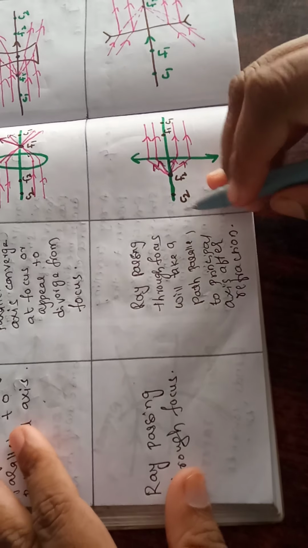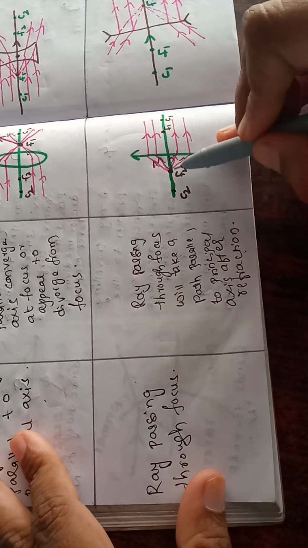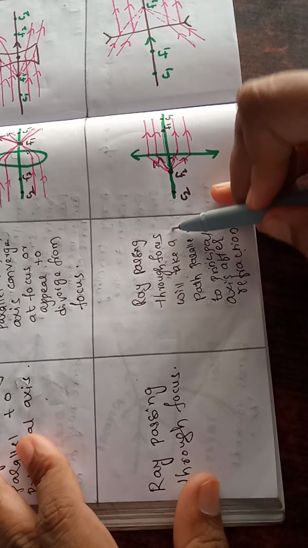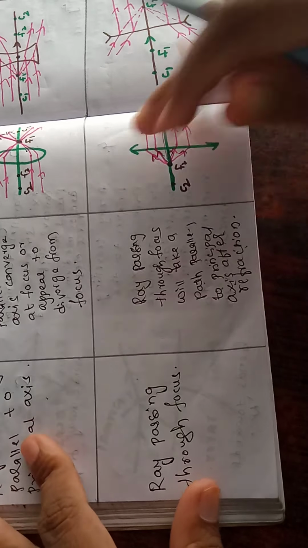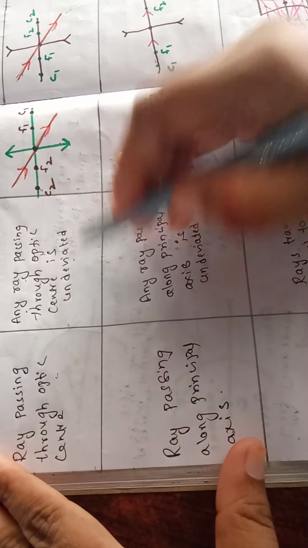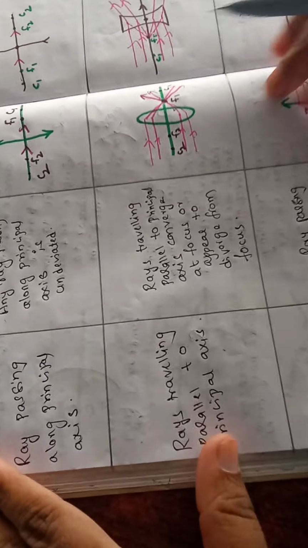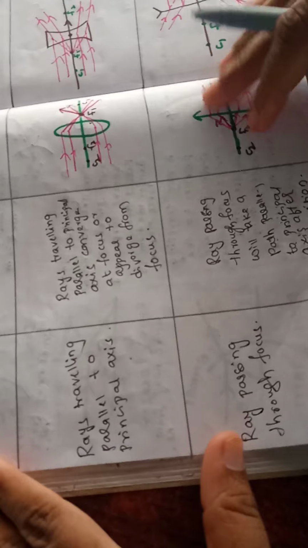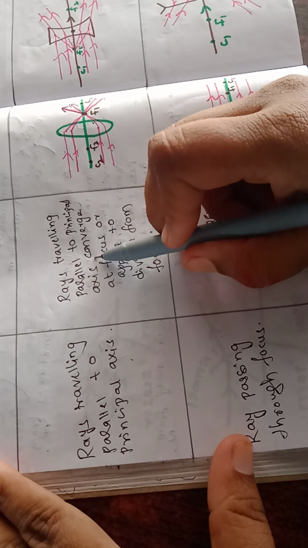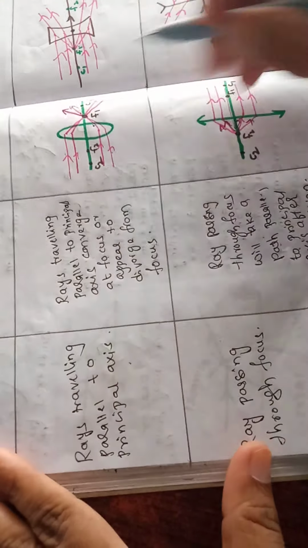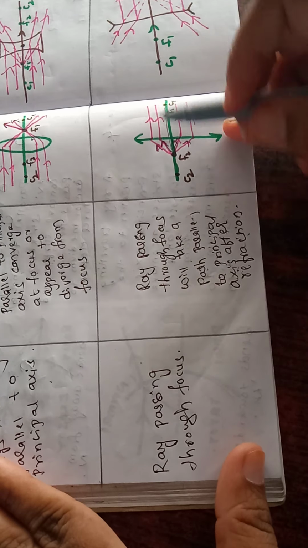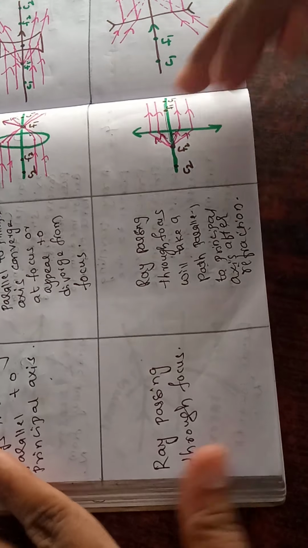So here, after refraction, they travel parallel to the principal axis. A ray passing through the focus will take a path parallel to the principal axis after refraction. In the first case, when they pass through the optic center, they remain undeviated. When they pass along the principal axis also, they remain undeviated. When they pass parallel to the principal axis, they appear to diverge or converge at one particular point called the principal focus. And when they pass through the focus point itself, after refraction they travel parallel to the principal axis.